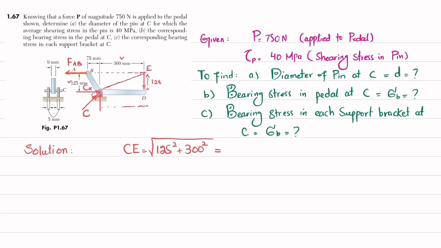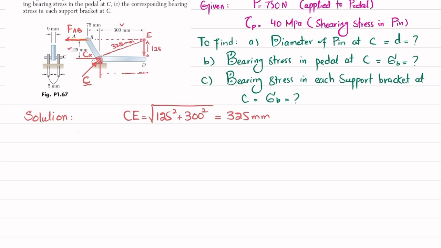So it will be equal to 325 millimeter. This distance is 325 millimeter. Now what we will do is we are interested to find out this C. This C can be found by using the equilibrium condition, that the sum of all forces along y direction must be equal to 0, with force upward taken as positive.